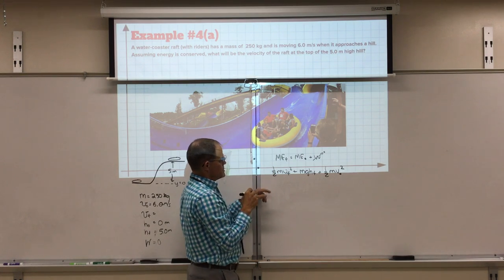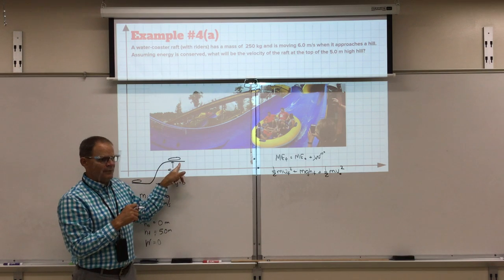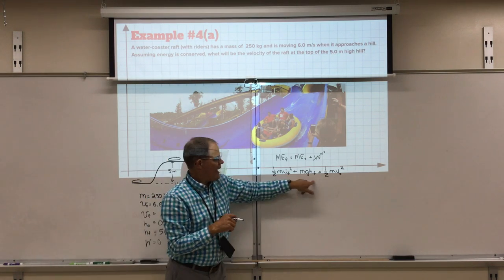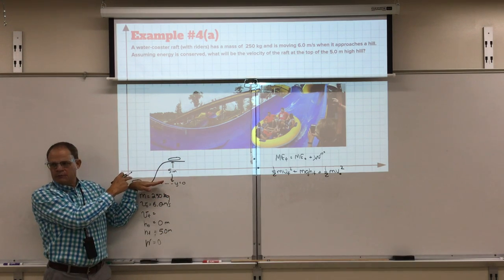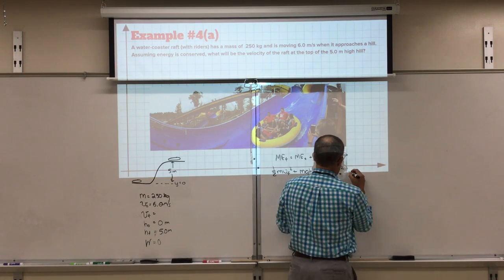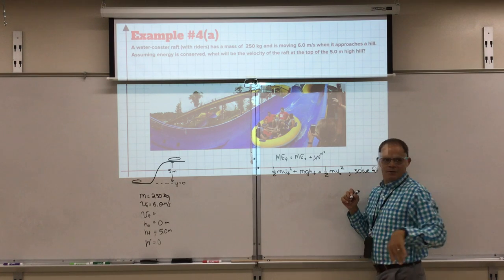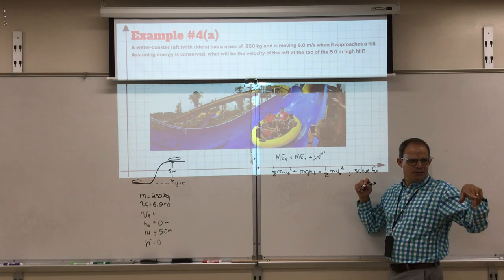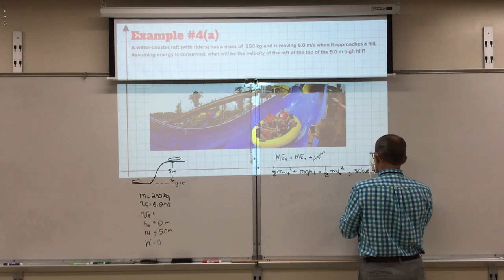Thank you. So, at the end of the problem, we have kinetic energy, because it's moving, and we have potential energy. At the beginning of the problem, we have no potential energy because we're on what we call the ground, right? And so all we have is kinetic energy. And what are we trying to solve for? Yeah, the final velocity. How fast are you going at the top of the hill?